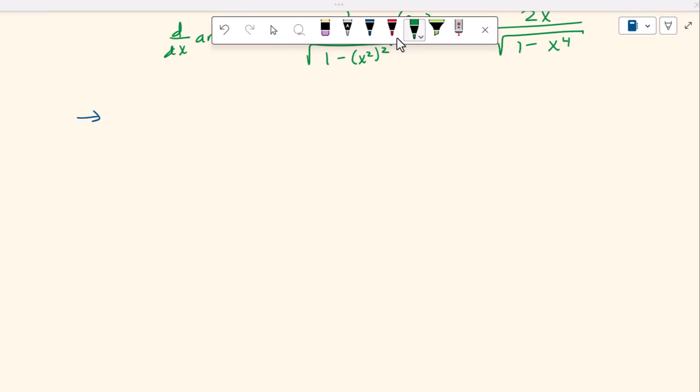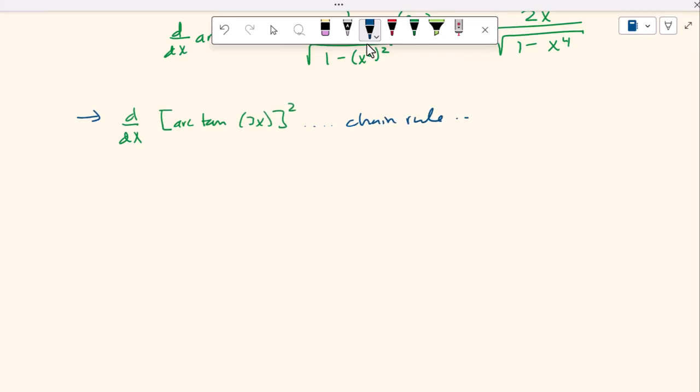So along those lines, let's go ahead and look at the derivative with respect to x of the arc tan of 3x quantity squared. Now let's be careful how this is written. I'm not squaring the 3x, I'm squaring the arctan of 3x. So that's why these brackets are here, because that changes the problem. Okay, so this is going to be a chain rule.